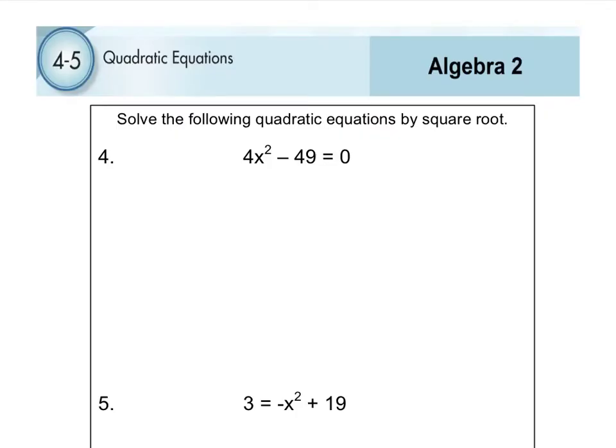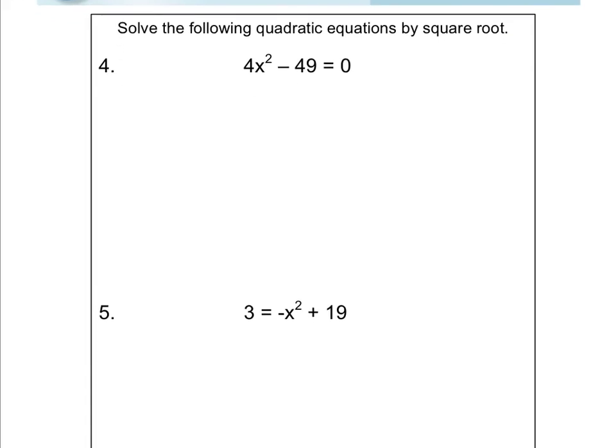All right, here are the last two examples. Let's move this guy up. So solving, again, we're going to solve it by square root. Again, you'll notice in number 4 you don't see a middle term, so we want to get x squared by itself. So we're going to add 49. So 4x squared equals positive 49. We're going to divide by 4, and x squared is 49/4.